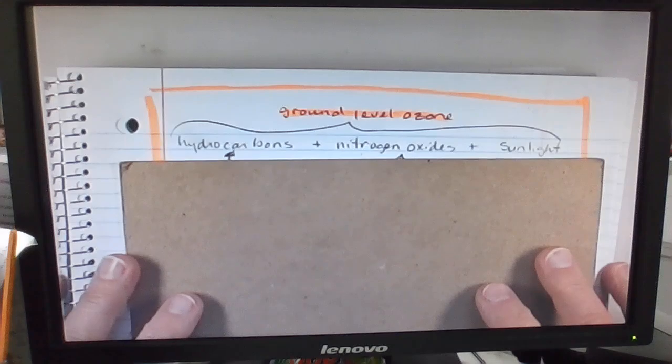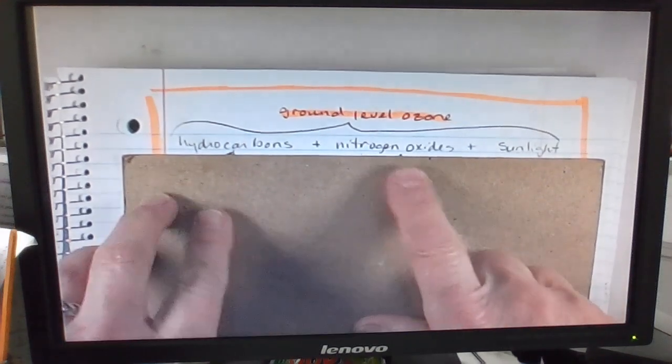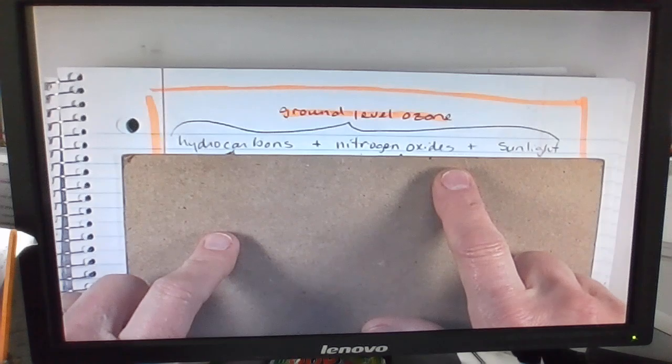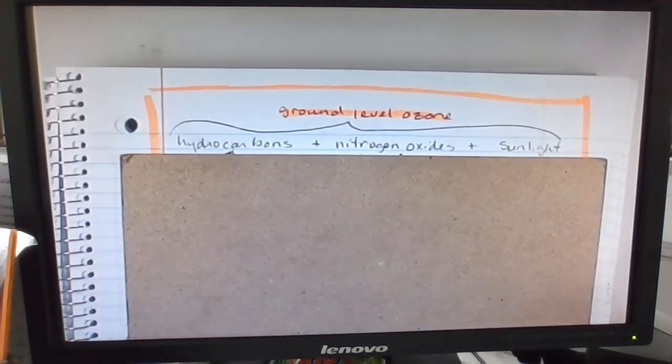So hydrocarbons and nitrogen oxides are put into the atmosphere, and whenever we have sunlight that provides the energy, it's going to create our ground level ozone. So hydrocarbons plus nitrogen oxides plus sunlight give us our ground level ozone, which is a secondary pollutant.